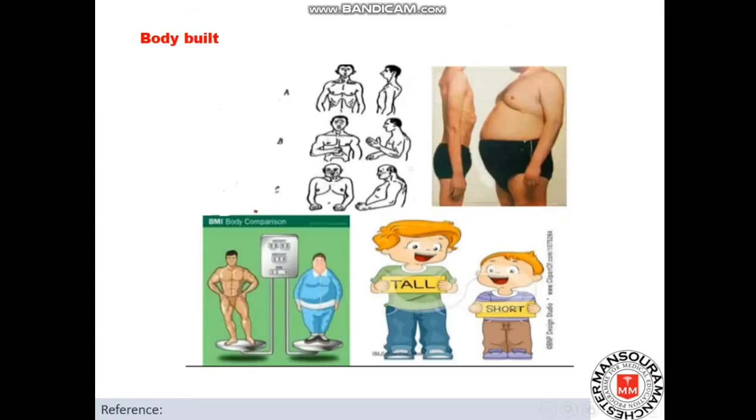And this figure shows A, B and C, the normal and abnormal person, with kyphosis and lordosis, and a pot belly or obese person whose abdomen is enlarged. And this shows a masculine person, and this very morbid obesity, and this tall person and this short person, and this obese and this thin patient.